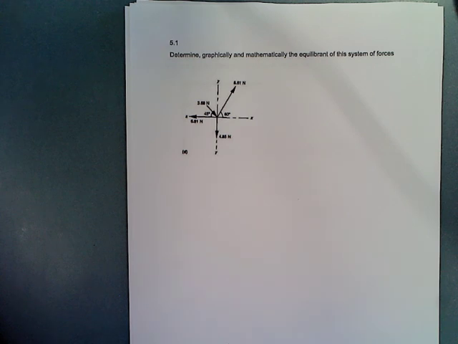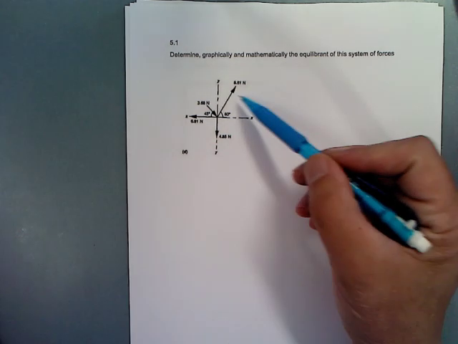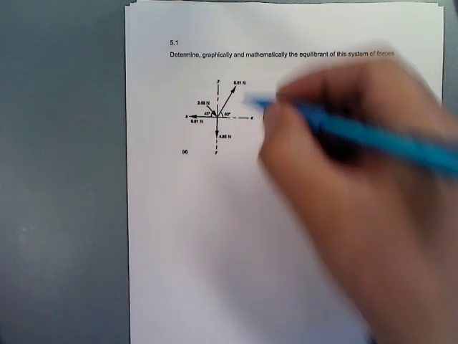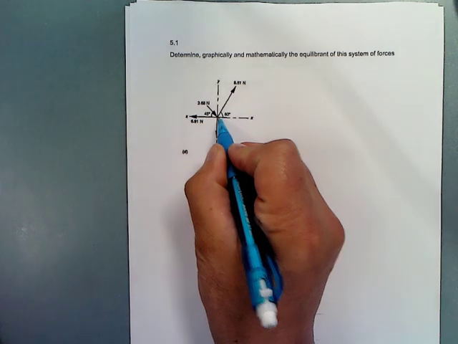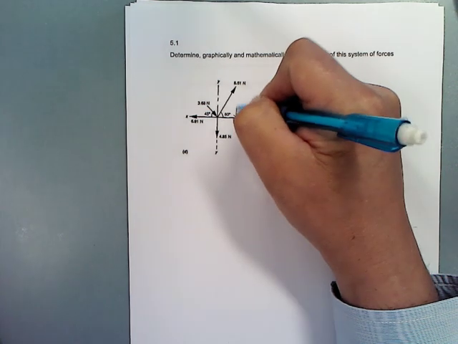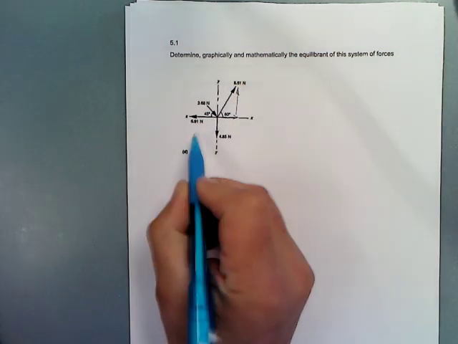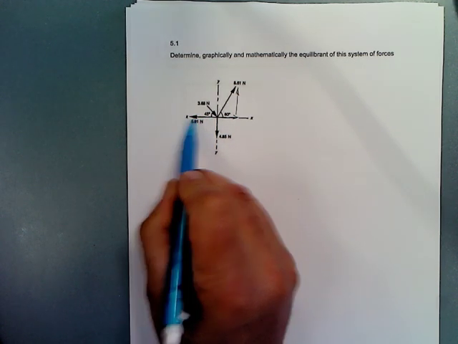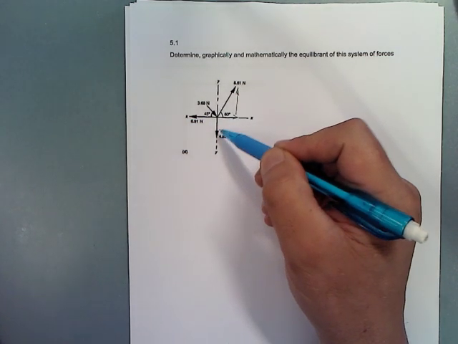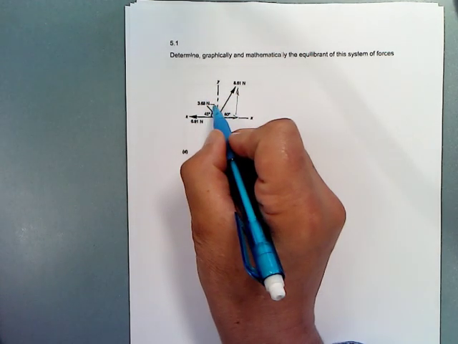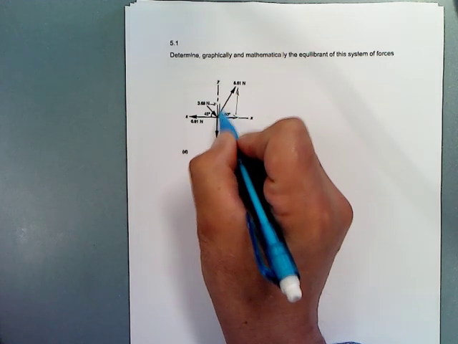Okay, question 5.1. With this question, the first thing I'm going to do is break down each one of these four forces into their horizontal and vertical components. For this force here, our horizontal component is acting to the right, and the vertical component is acting straight up. For this force here, we have no vertical component, only a horizontal component. And this one here has only got a vertical component, no horizontal component. This force in here has a horizontal component acting that way and a vertical component acting straight down.